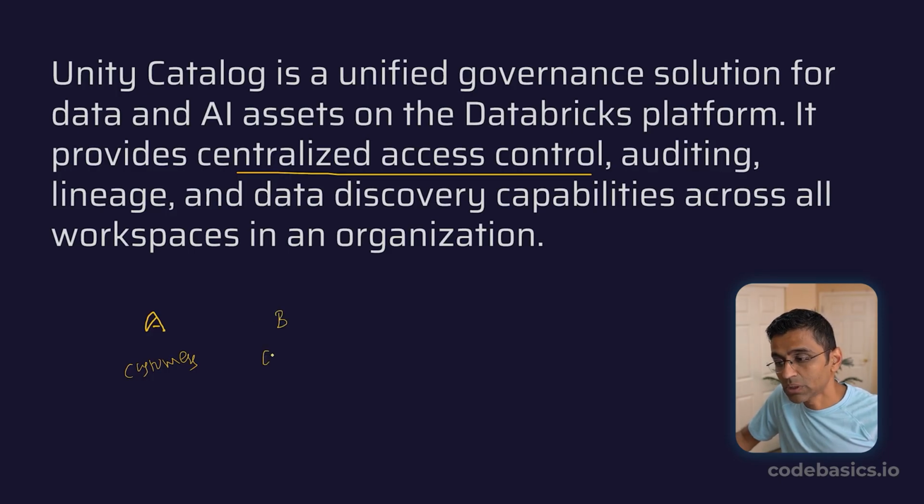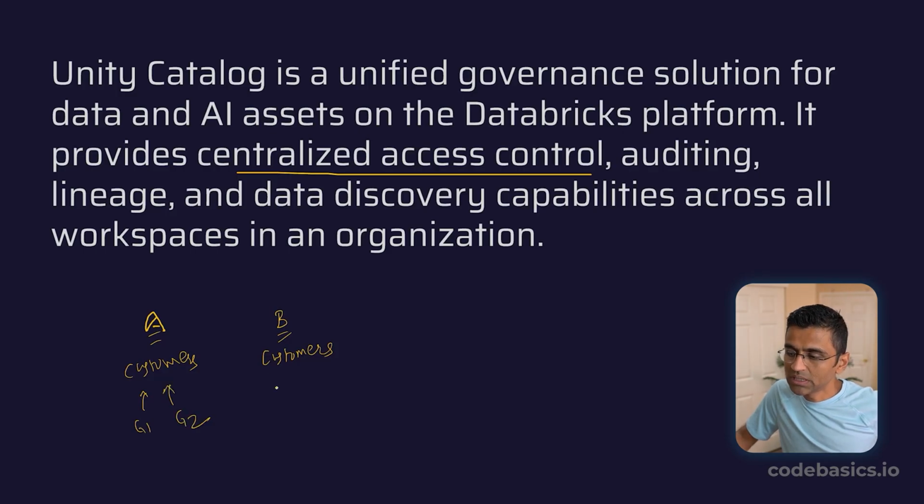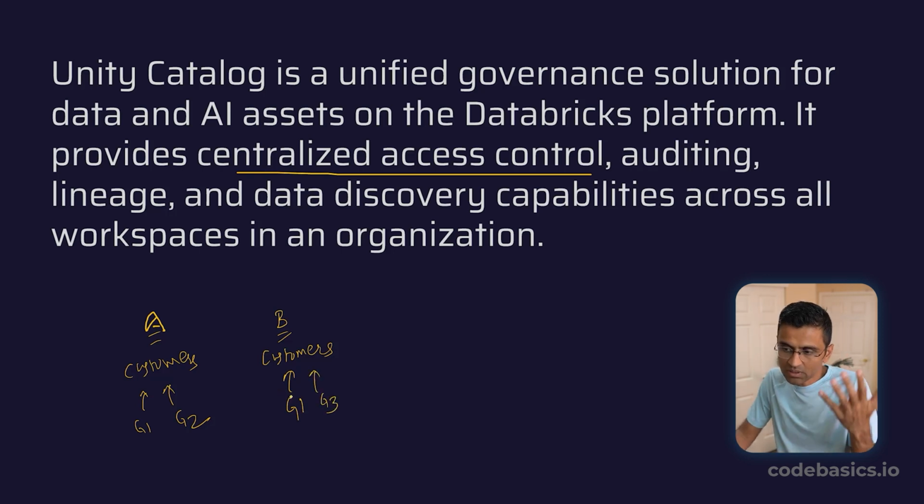Then team B will also have a customer table. They will have duplications, and they will have different kinds of access. So let's say this database can be accessed by two different groups, like G1 and G2. But here the access control might be different. Here it might be G1 and G3. Let's say G2 doesn't have access control. So teams are working in silos and they don't have unified governance.